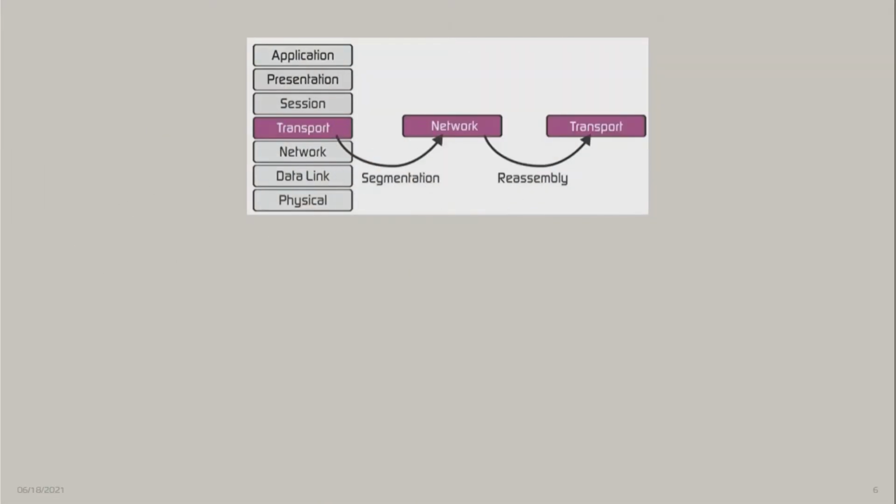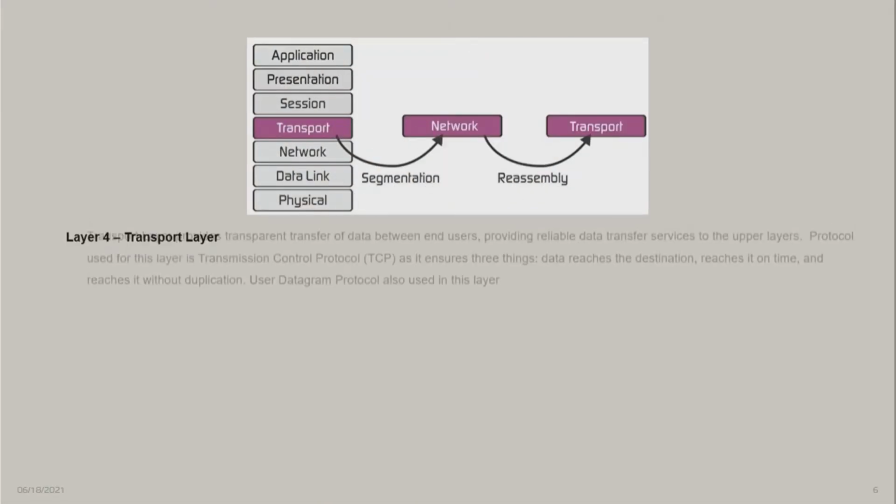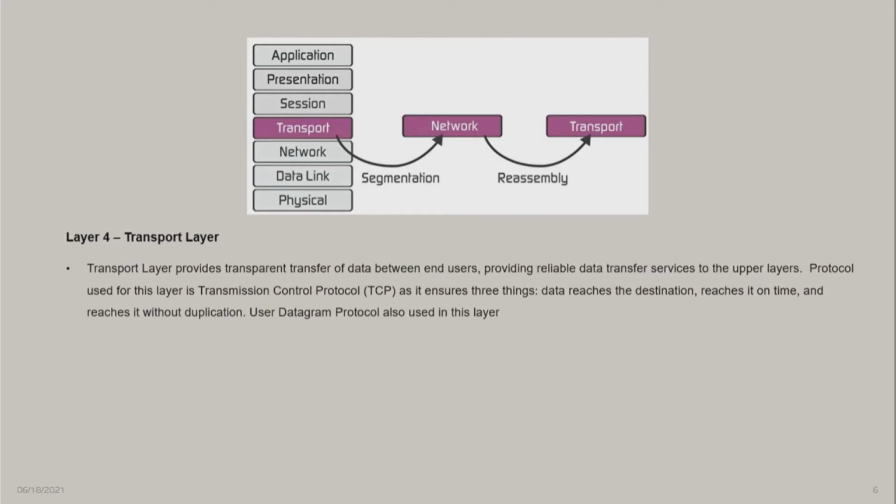Layer 4 is the transport layer. This layer provides transparent transfer of data between end users, providing reliable data transfer services to upper layers. The protocol used for this layer is TCP, as it ensures that data reaches the destination on time and without duplication. User Datagram Protocol is also used in this layer.